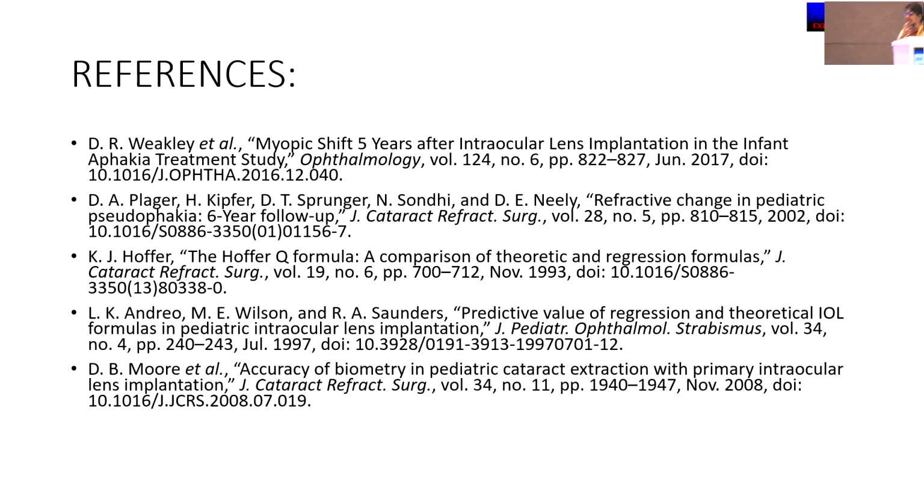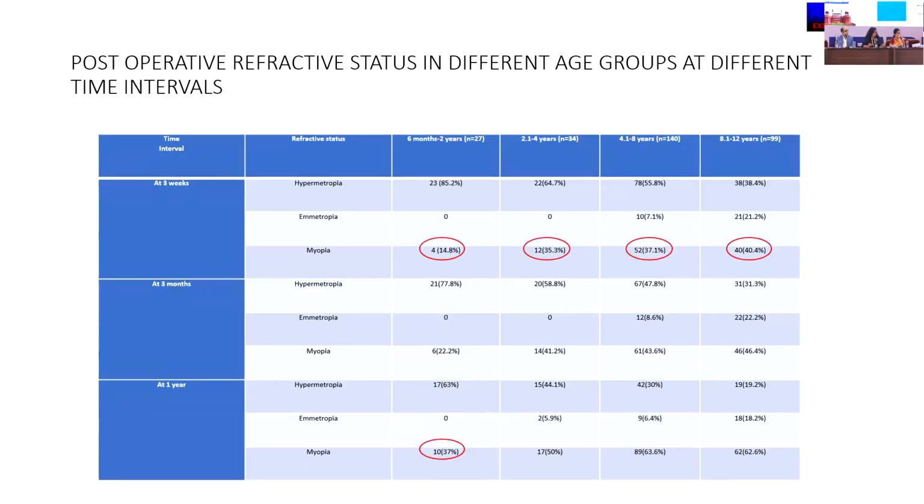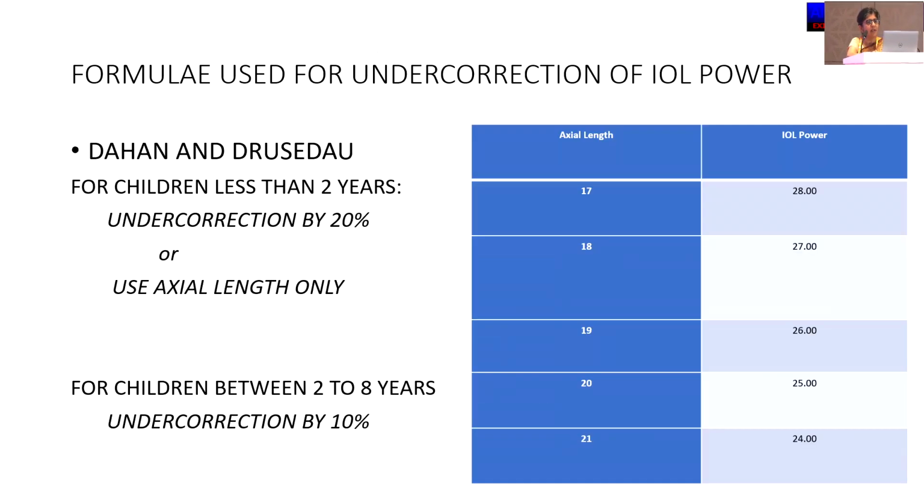Yeah, for less than 2 years, we followed the Hahn and Residue. But I feel there is a lot of controversy. Some people say 20% is too much undercorrection even for 2 years. Go for only 10%, because in long-term studies, after 10-15 years, a lot of cases are becoming myopic. So the 20% formula, most of the people have gone with.